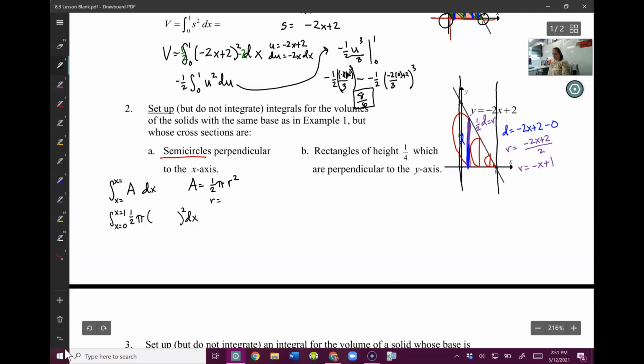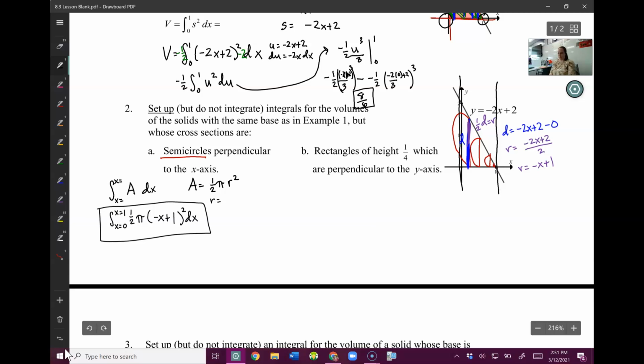So there's my radius. And now I can take this radius and put it into my area equation. So 1/2 pi times (negative x plus 1) squared. And that is the integral. And it says set up, don't actually solve. There's my limits, there's my area of my cross section.